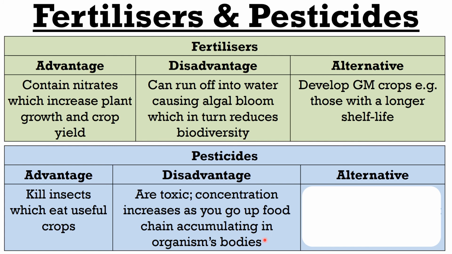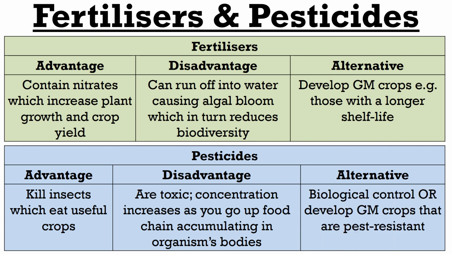so they accumulate in the bodies of organisms. And an alternative to pesticides is biological control. That's when you introduce the predator of the pest, for example, ladybirds to eat aphids, or you develop genetically modified crops that are pest resistant.